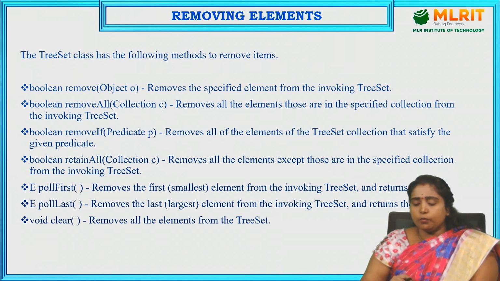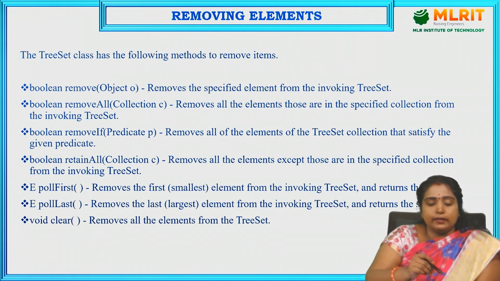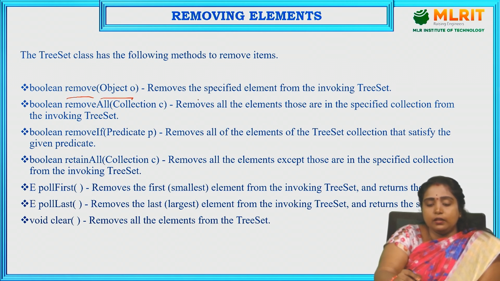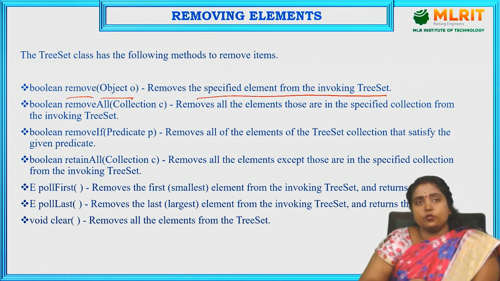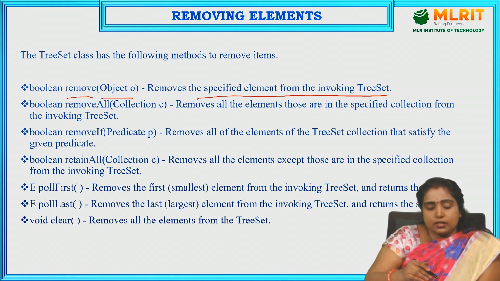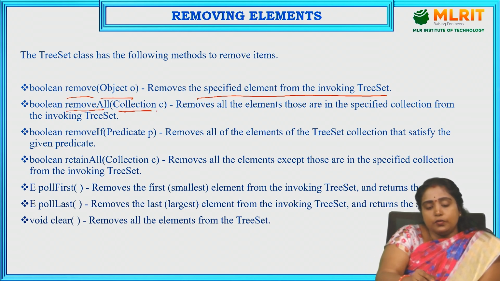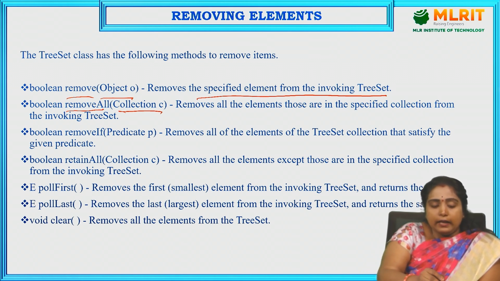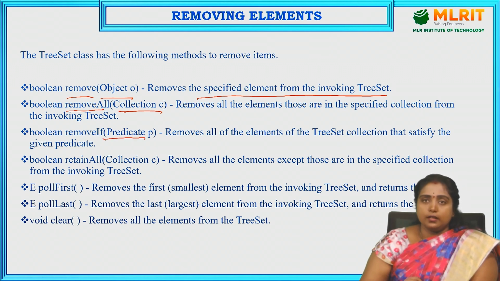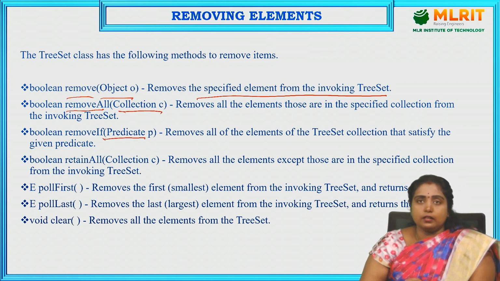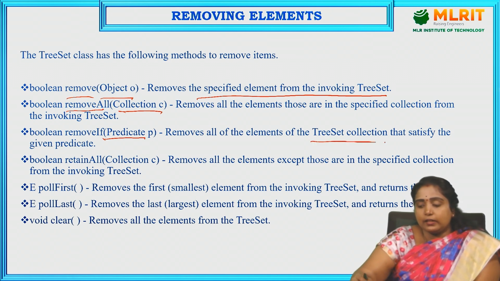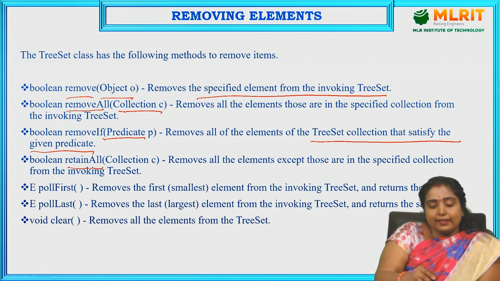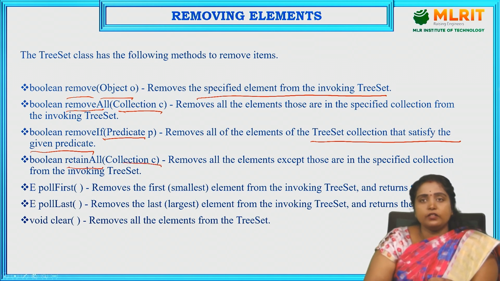In order to remove the elements, remove, if you are giving some specified element, the specified element is removed from the TreeSet. And removeAll, if you give some collection of elements, it will remove all those elements. And if you give some predicate or some condition here, it removes all the elements from the TreeSet collection that satisfy the given predicate. And retainAll, except that particular collection, the remaining elements will be deleted.